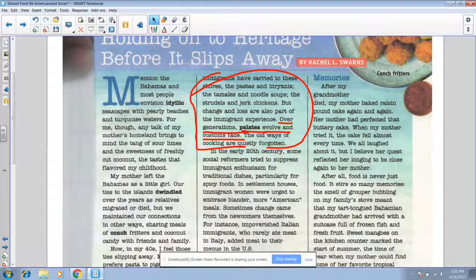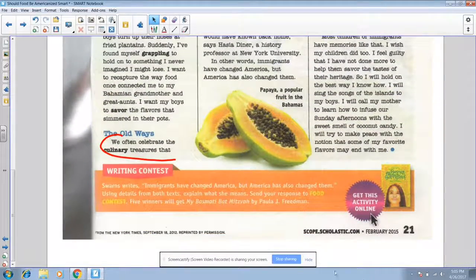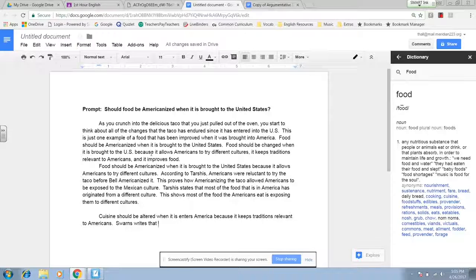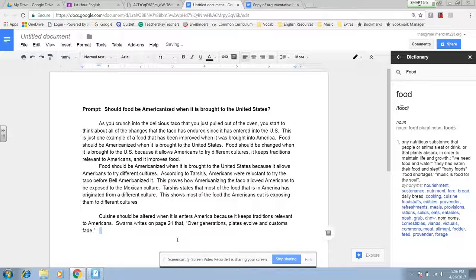Now, when I quote, the one thing that makes quoting different from paraphrasing is that I need a page number. So I need to look for a page number for this, and there it is, page 21. So I'm going to put something like, Swarns writes on page 21. Now I'm quoting, so I need quotation marks. "Over generations, palates evolve and customs fade." My next job is to explain how this proves that food should be Americanized, brought to the United States, because it keeps traditions alive.